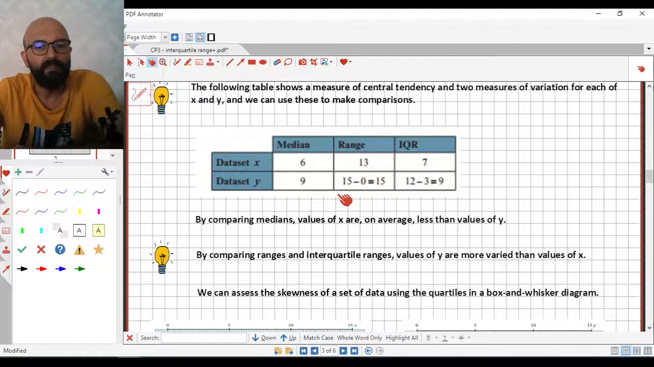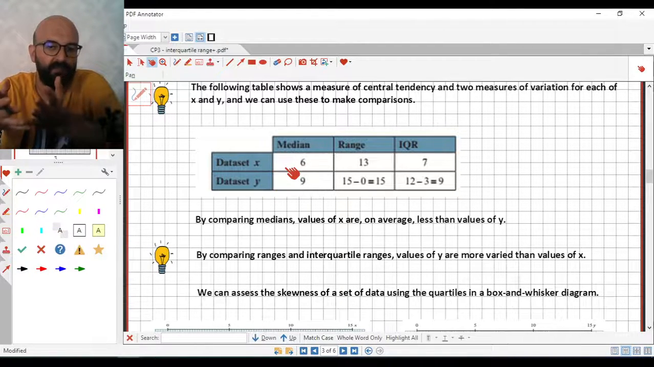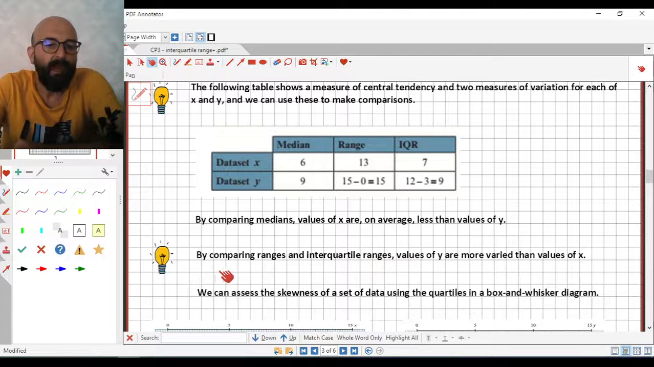So dataset Y values are more variable. By comparing medians, values of X are on average less than values of Y. Okay. By comparing ranges and interquartile ranges, values of Y are more varied than values of X. Okay, we had set these expressions.